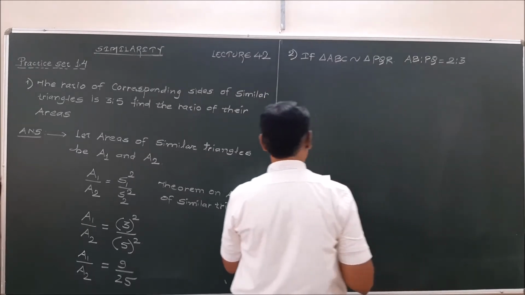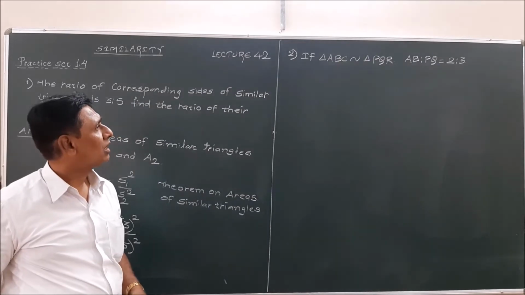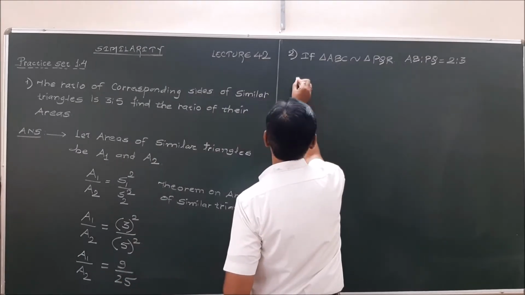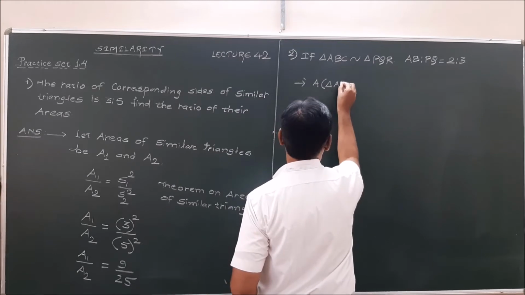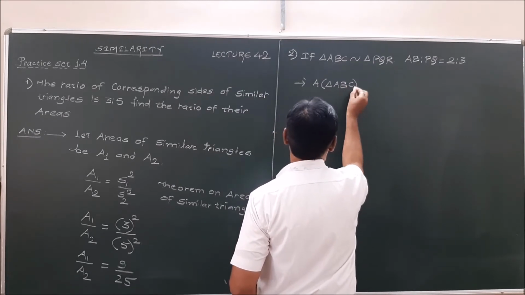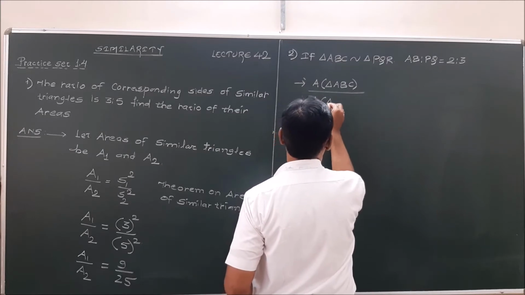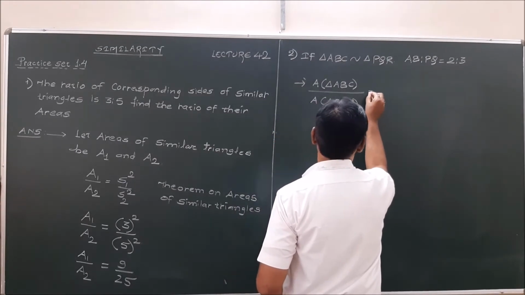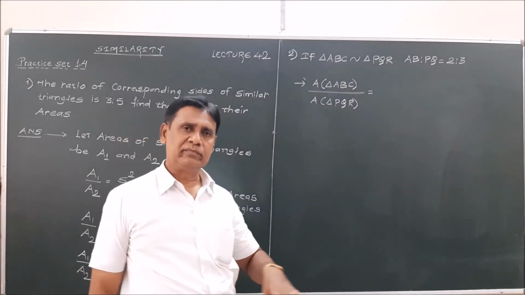Fill in the blanks is there. That's all. No issue as such. So naturally you will find area of triangle ABC upon area of triangle PQR is equal to, by the theorem on areas of similar triangles.